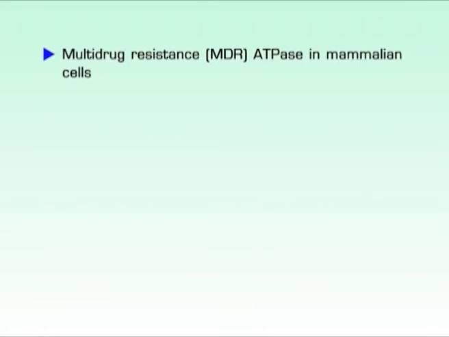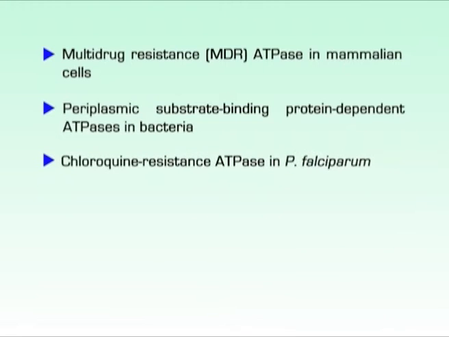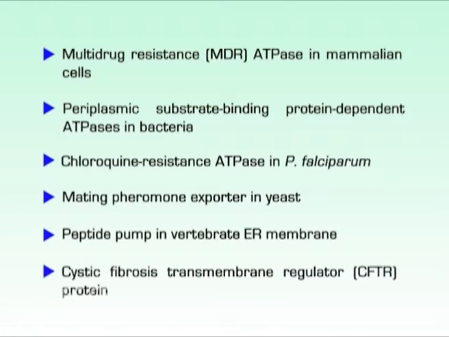The ABC superfamily includes bacterial amino acid and sugar permeases and about 50 mammalian transport proteins like multi-drug resistance, MDR, ATPase in mammalian cells, periplasmic substrate binding protein-dependent ATPases in bacteria, chloroquine resistance ATPase in Plasmodium falciparum, mating pheromone exporter in yeast, peptide pump in vertebrate endoplasmic reticulum membrane, and cystic fibrosis transmembrane regulator CFTR protein, to name a few.